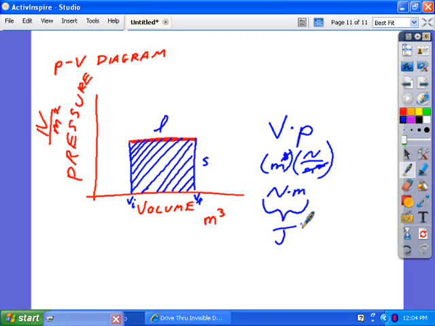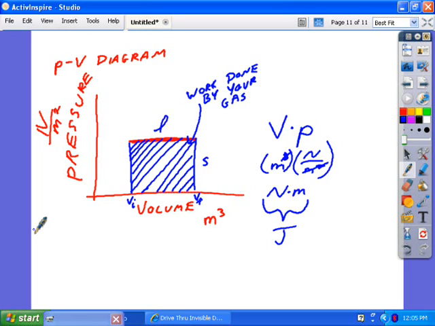Okay, so in essence, when we're dealing with these PV diagrams, which are going to be an integral part of what we're doing over the next few weeks, when you take the pressure times the volume, you're going to get work. So this area enclosed here is your work done by your gas.